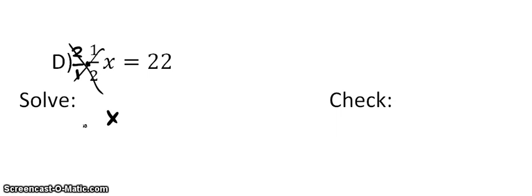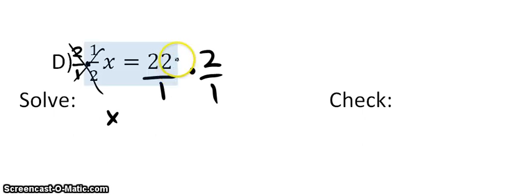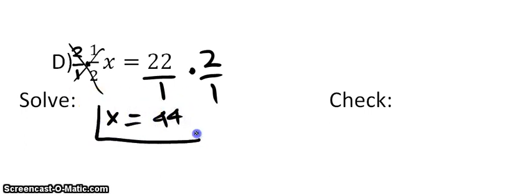If that doesn't make sense to you, that's okay, but just remember that to get rid of a fraction, you have to multiply it by its reciprocal. Now we know we can't do something to one side and not the other, so we're also going to multiply this side by 2 over 1, or just multiplying it by 2. When I multiply by a fraction, and I want to do that on this side too, I would put this over 1. But that's really kind of silly because here I have 22 over 1 times 2 over 1. It's just the same thing as 22 times 2. So that's going to give me 44, or 44 over 1. So that's my answer for x.